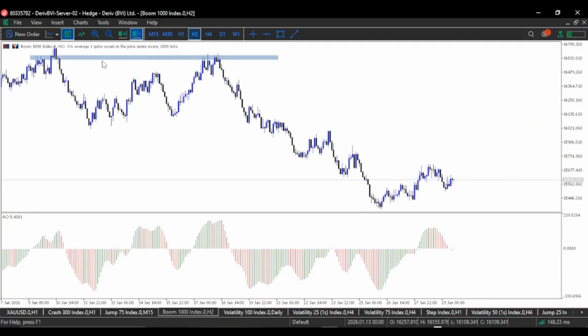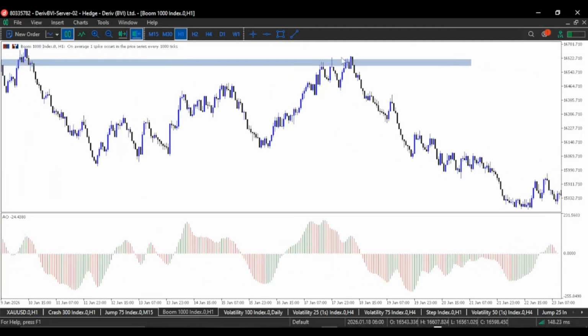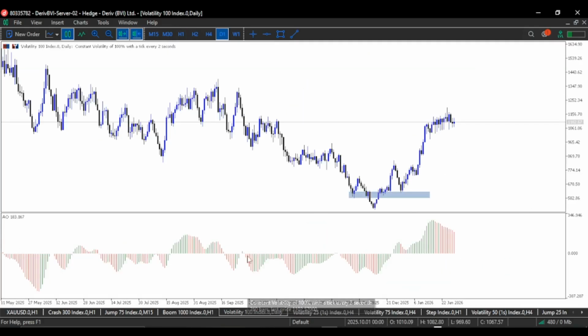All right, so remember, also we can use this particular level over here, where we are finding our entry. We can also use this to find our divergences. And you can see here, as the market was moving to the upside, the awesome oscillator was moving to the downside, which is what we call our regular divergence. And then we had our entry, and the market moved to the downside.